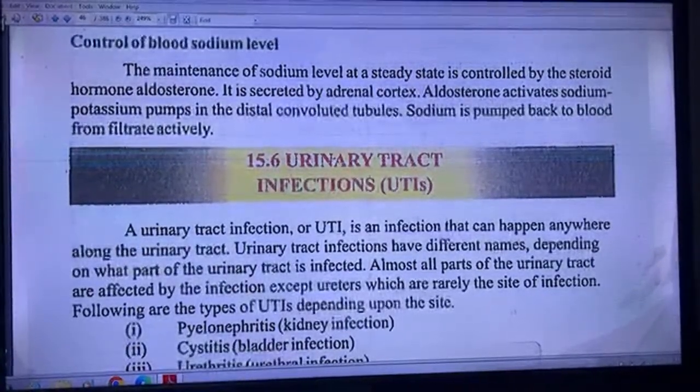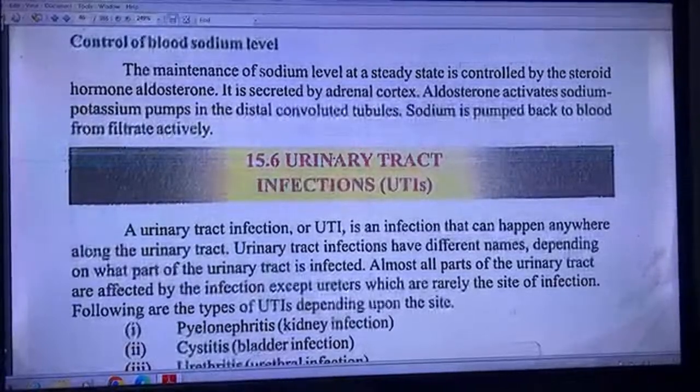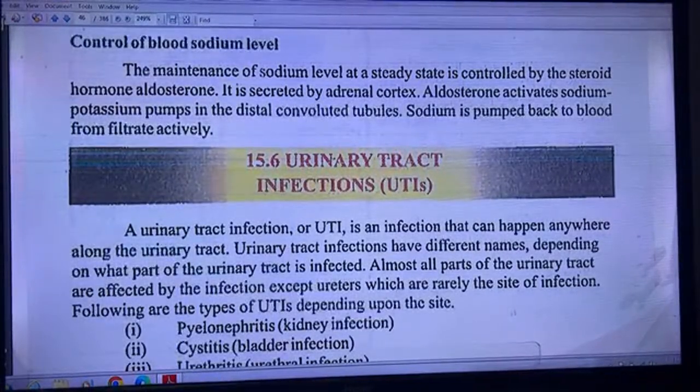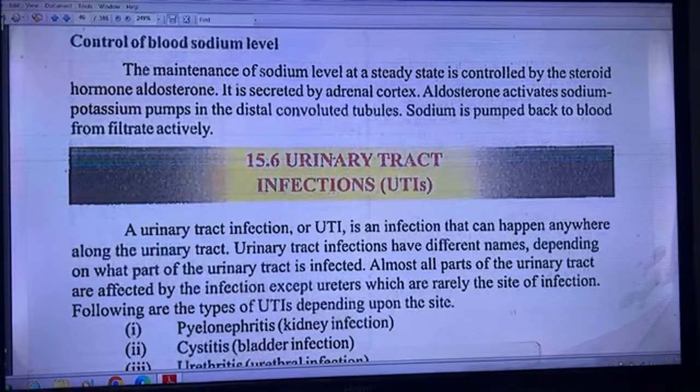A urinary tract infection, or UTI, is an infection that can happen anywhere along the urinary tract. Urinary tract infections have different names depending on what part of the urinary tract is infected. Almost all parts of the urinary tract are affected by infection except the ureters, which are rarely the site of infection. Following are the types of UTIs depending upon the site.